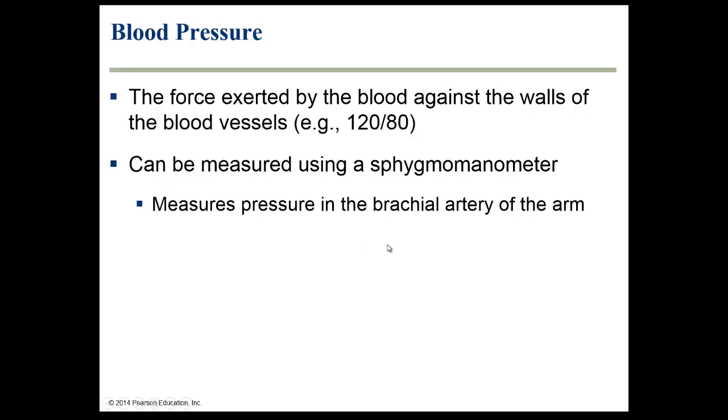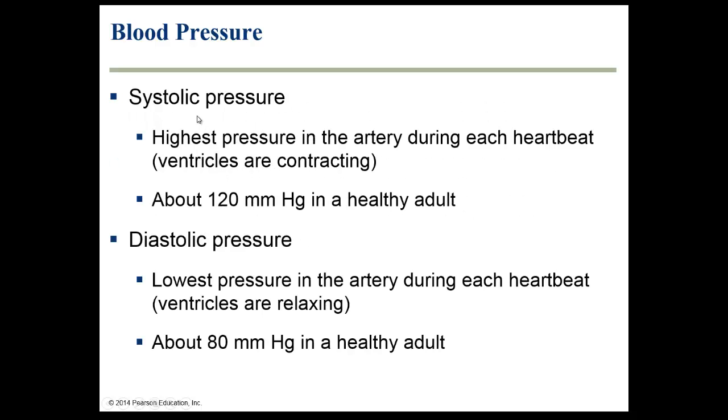So typically we take blood pressure in the brachial artery, so that's the upper arm, that's closest to the heart. And that top number we call the systolic pressure. That's when the ventricles are contracting. That's when we see the highest pressure in that brachial artery. So that's the top number.